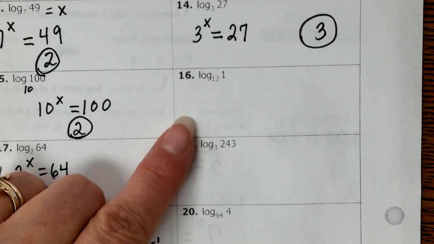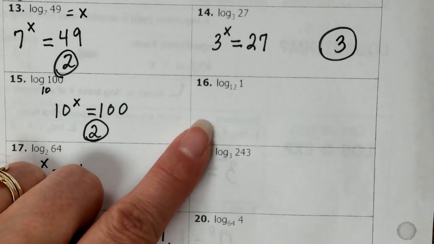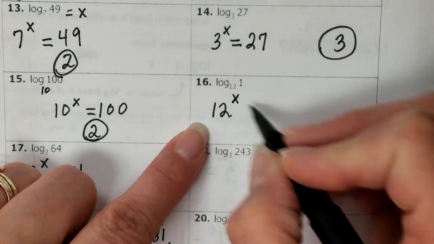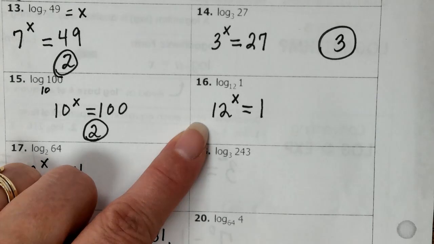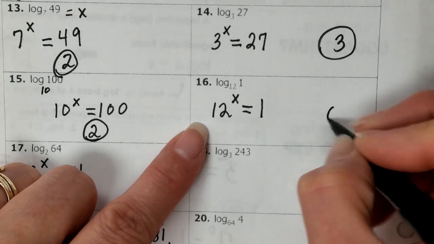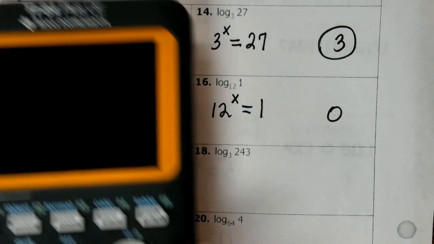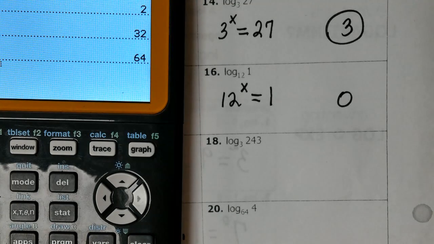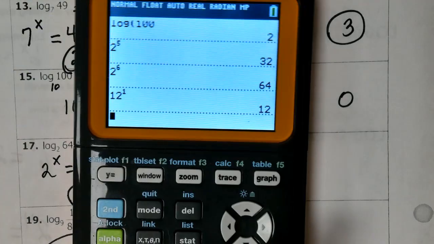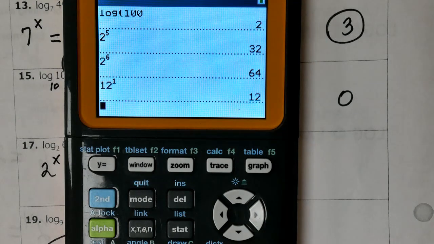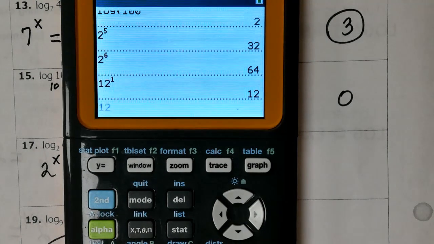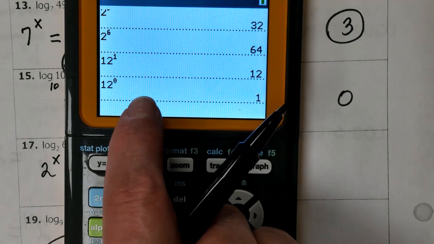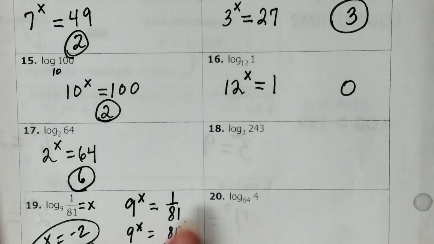Okay. For number 16, when you rewrite this, it's 12 to what power equals 1? It is a 0 power. Be very careful. I've had a lot of people that said the answer is 1, but 12 to the 1, if you plug it in, is really just 12. But if you do 12 to the 0, you'll see, hey, that's 1, and that's what we were looking for. So be careful on that one.